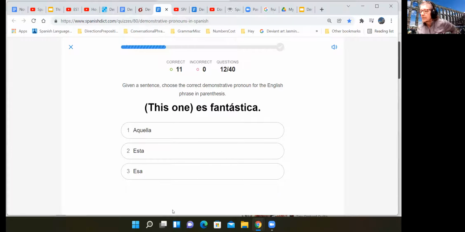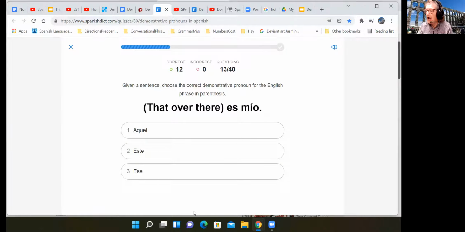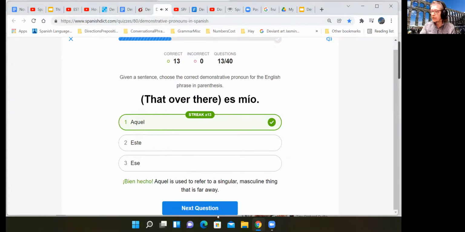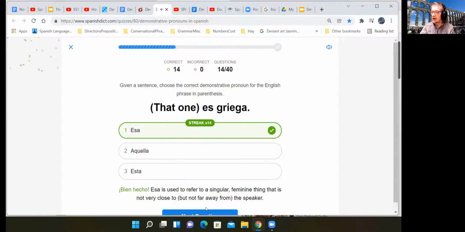Okay. This one is fantastic. Esta es fantástica. We only know because feminine. Esta es fantástica. This cup is fantastic. Okay. Bien. That over there is mine. Aquel. And we don't really know the thing they're referring to, but there it is. Okay. That one is Greek. Griega means Greek. Esa. Sí. That one is Greek.